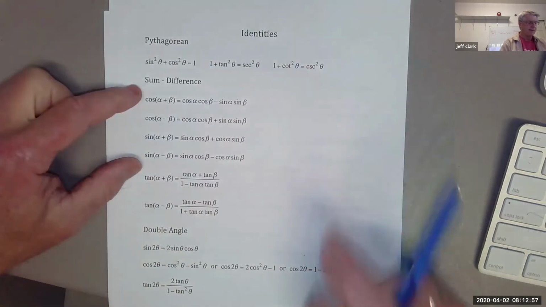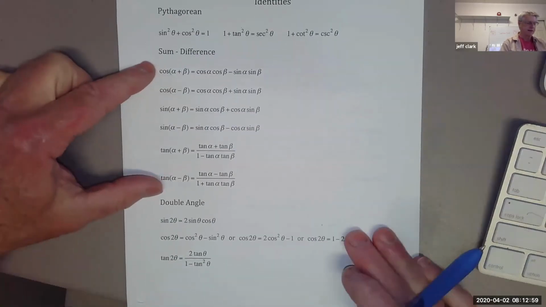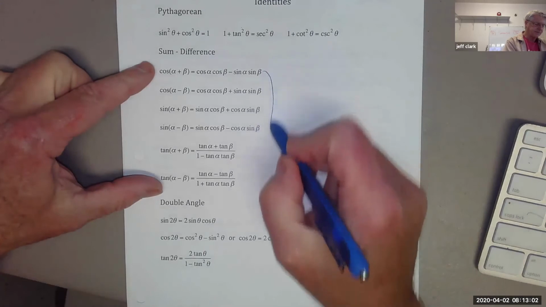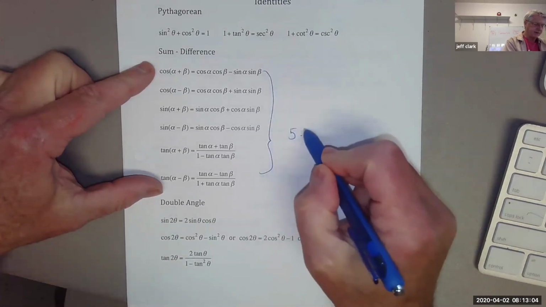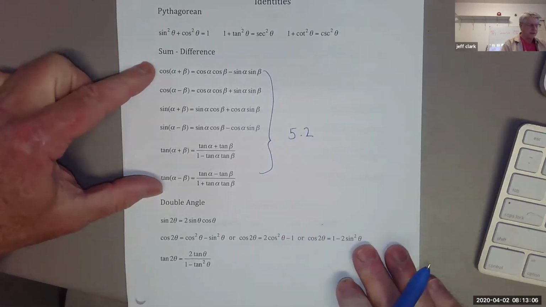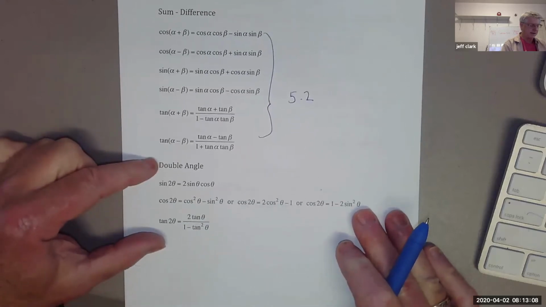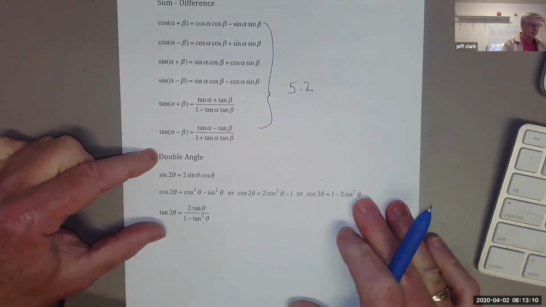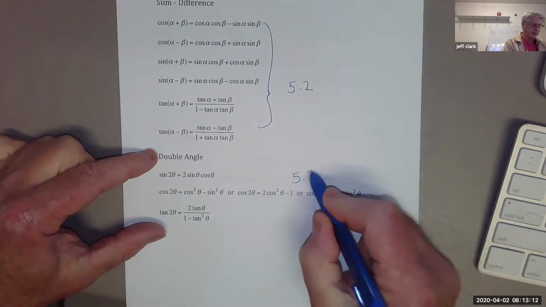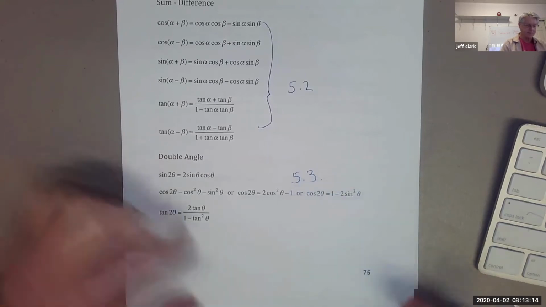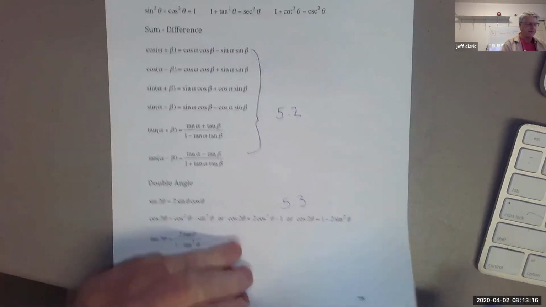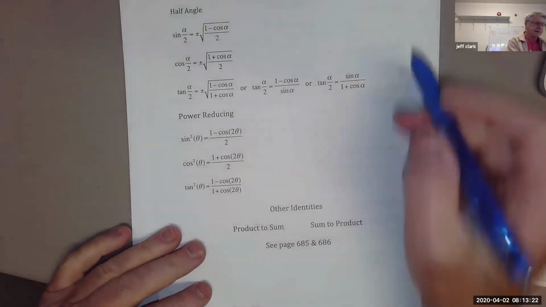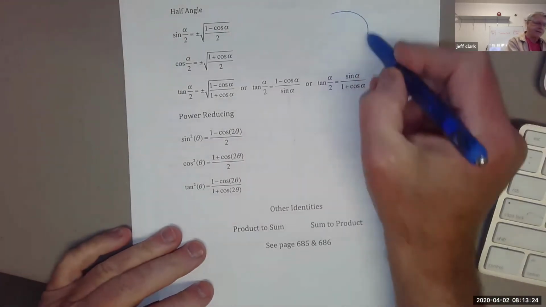We've done the sum difference ones. That's in what, 5.2, I guess. And double angle, half angle, we've done those. I think that was 5.3. That's the double angle, and on the flip side was the half angle. Yeah, these guys right here, that would be 5.3.